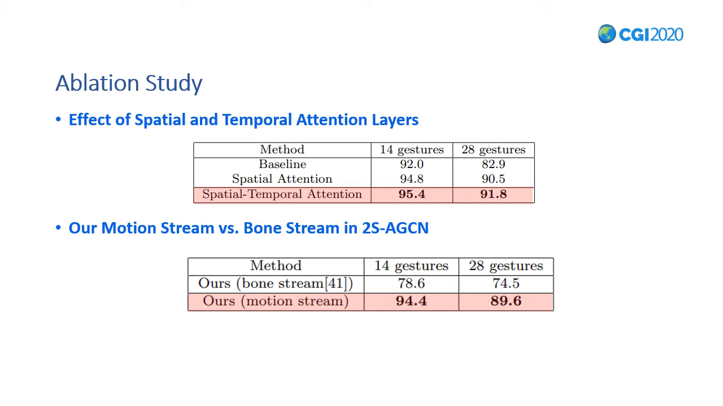In order to investigate the effect of other types of second stream, we compare the performance of our method with our motion stream and the bone stream used in 2S-AGCN. The second table shows that our motion stream is better. The possible reason could be that the bone stream overlooks the temporal movement of joints, while most types of hand gestures are related to such movements.